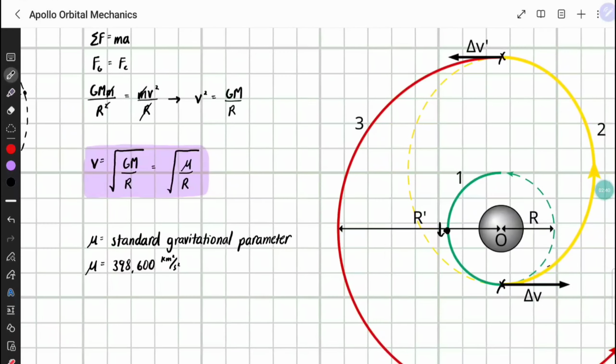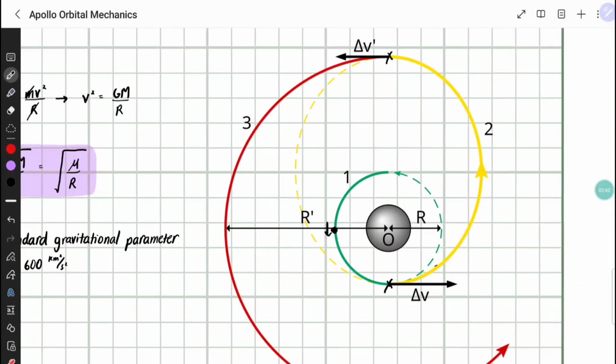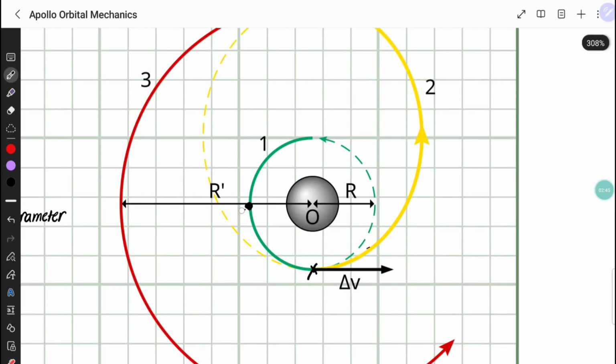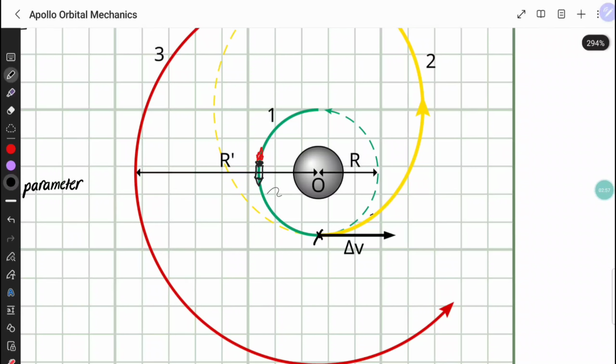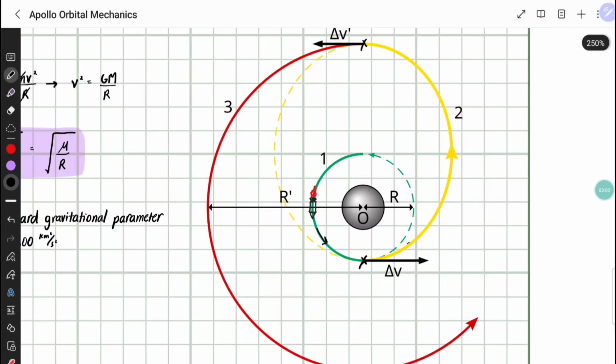So now that we have the formula for the exact velocity our orbiting spacecraft needs in order to maintain its circular orbit, what if we want to increase our orbit to, let's say, from 1 here to number 3? This is what's called a Hohmann transfer. The exact definition is an orbital maneuver used to transfer a spacecraft between two orbits of different altitudes around the central body. This was named after German scientist Walter Hohmann.